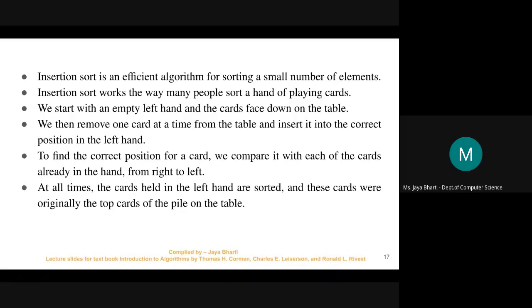So how do you sort the cards? You have all the cards on the table, and if you need to sort them, you pick one card and take it in the left hand. Then you see its number, pick another card from the table, and compare both cards. When you are comparing, you see which one is smaller and which one is larger. According to that, the smaller one will come first and the larger one will come later. In that way you arrange them.